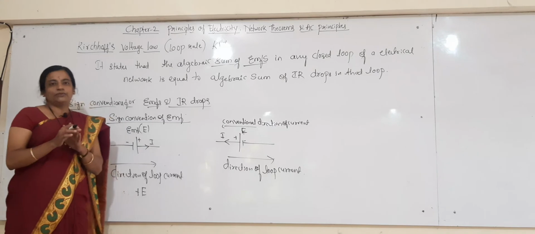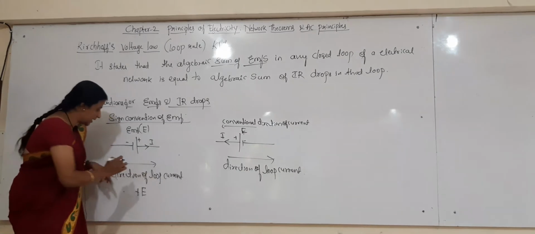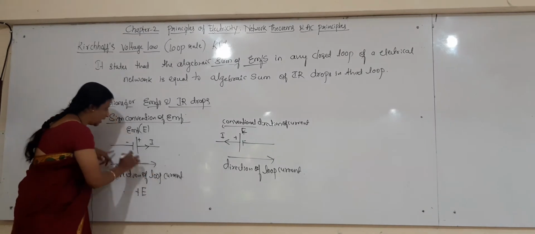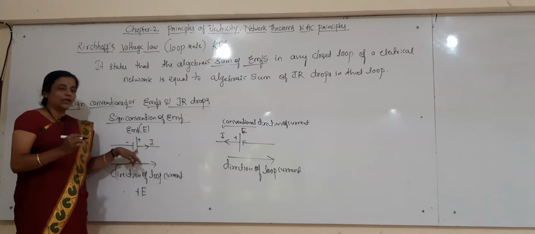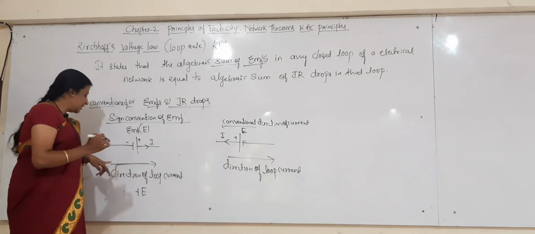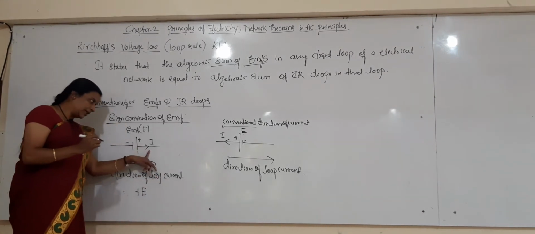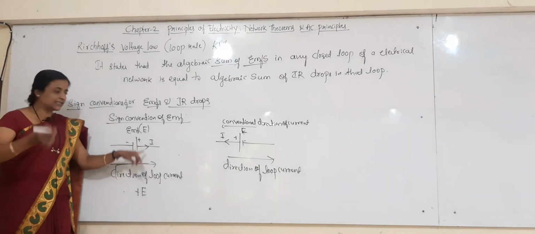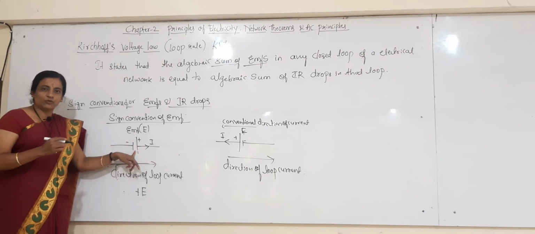ನಾವು ಏನು ಅಸ್ಯೂಮ್ ಮಾಡ್ತೀವಿ? ಲೂಪ್ ಕರೆಂಟ್ ಡೈರೆಕ್ಷನ್ ಅಸ್ಯೂಮ್ ಮಾಡ್ತೀವಿ ರೀ. If the direction of loop current is along the same direction as that of the current flowing through the EMF of a cell. So that is nothing but the direction of loop current is in the same direction as that of the current supplied by that EMF of source, voltage source.